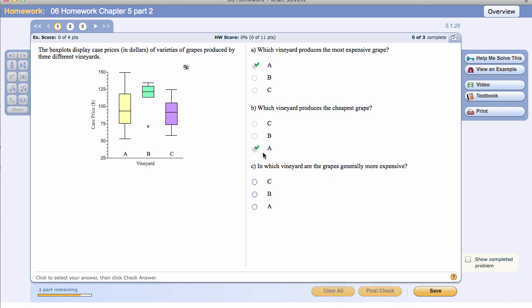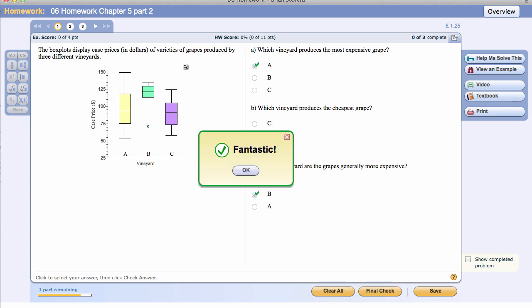Which vineyard are the grapes generally more expensive? Now, take a look. 50% of the grapes for vineyard B are right here at the median or above. 75% are at Q1 or above. And that doesn't even come close to these other ones, because right here is where the 50% is and the 50% there. So with 75% of grapes being more than 110, 115, it is definitely vineyard B that has the most expensive grapes generally.